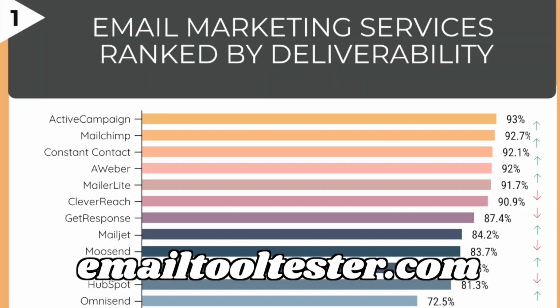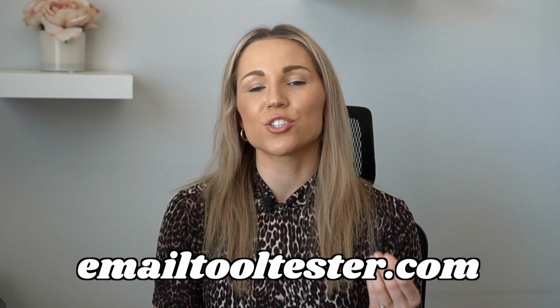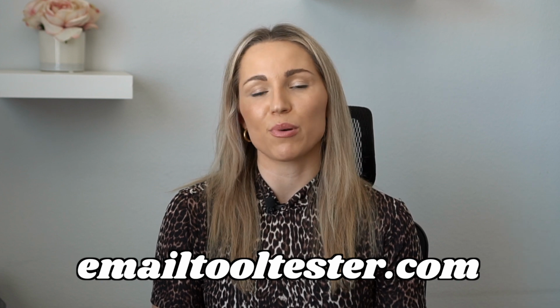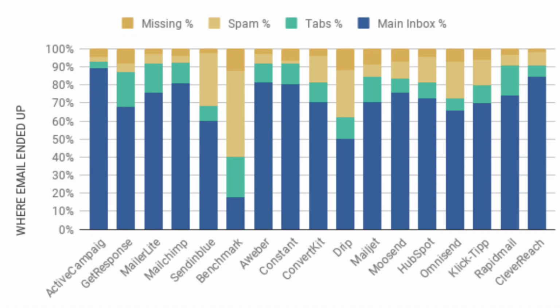According to the latest test done by emailtooltester.com, you can see that Constant Contact, MailChimp, Aweber, and Active Campaign have the best deliverability. But these numbers do fluctuate, so just make sure that you check out the website at the time of making your personal decision. In addition to this test, it shows that emails sent from MailChimp, Active Campaign, and Constant Contact are the least likely to get flagged for spam.